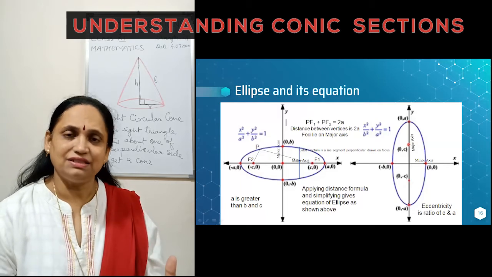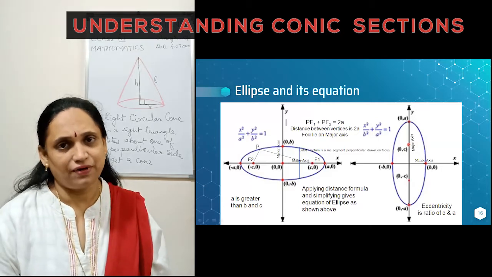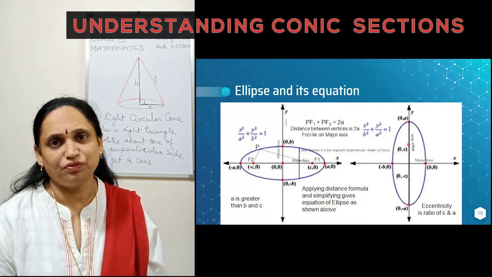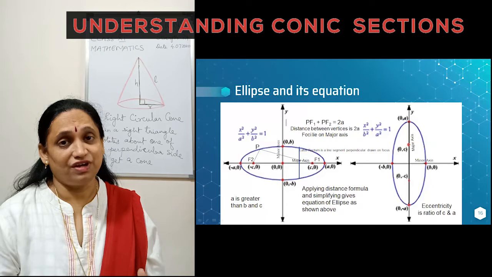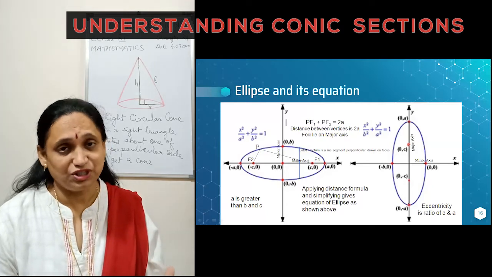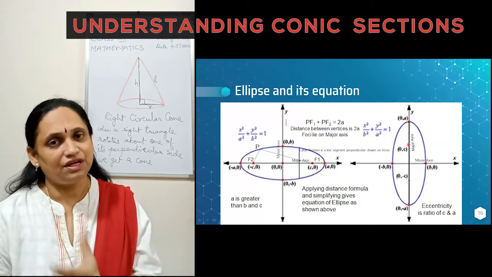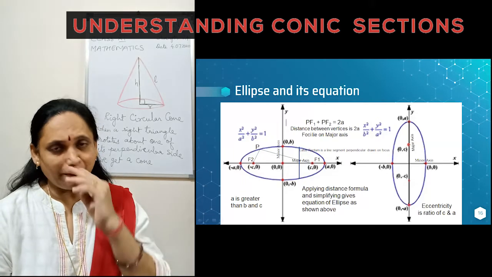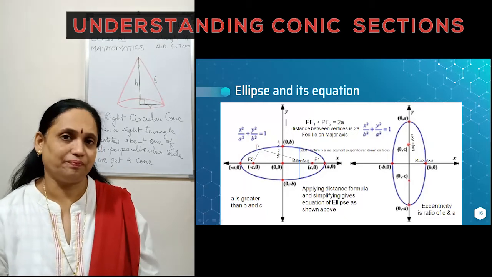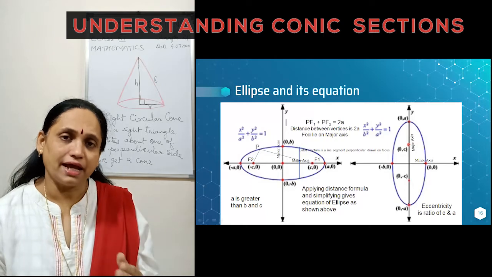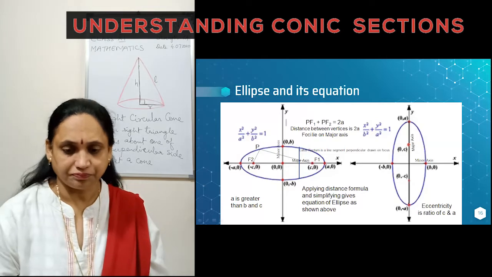When we apply the distance formula and simplify, we get the equation of ellipse as x square upon a square plus y square upon b square is equal to 1. Now, this is the equation of ellipse when the x-axis is the major axis. If the y-axis is the major axis, the equation changes to y square upon a square plus x square upon b square is equal to 1. Remember, the major axis is always taken first when we write the equation of an ellipse.